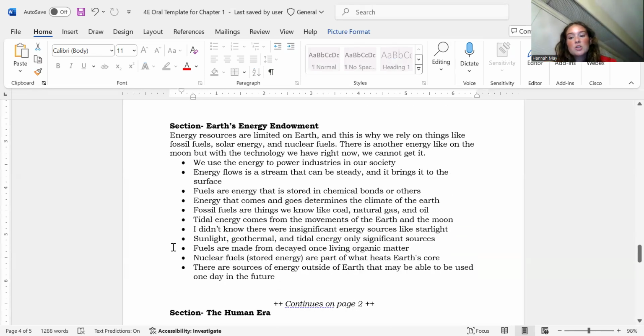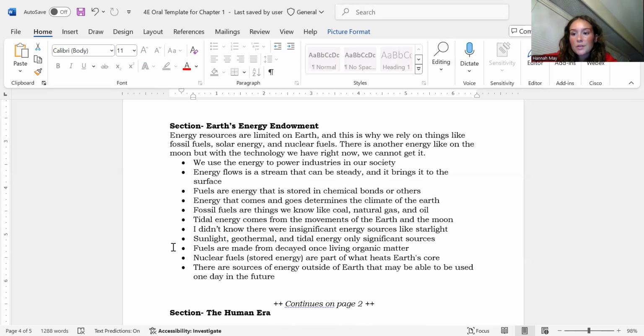Next is Earth's energy endowment. It talks about how energy resources on the Earth are limited, and how that's why we rely on things like solar energy, fuels, and fossil fuels. There's also other energy outside of Earth's range, but we can't get to it because we don't have that technology right now.